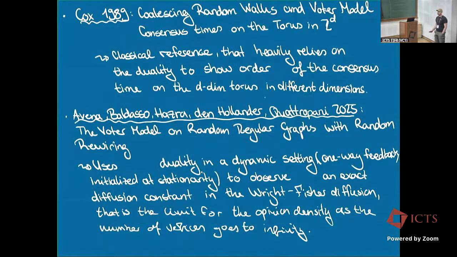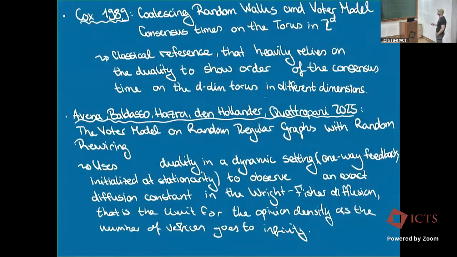So as I mentioned, this is a very classical tool to prove things for the voter model. For example, in 1989, this was done for the voter model consensus time in the d-dimensional torus. I guess that's a very classical reference, and it heavily relies on the duality between the coalescing random walks and the voter model to obtain bounds on the order of the consensus time. That, of course, also depends on the dimension of the torus.